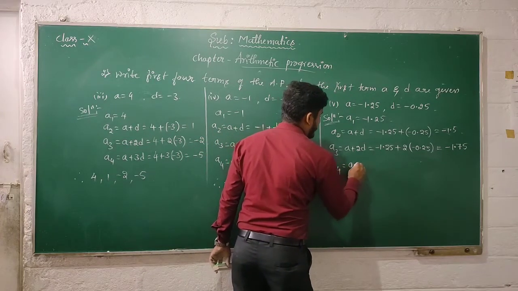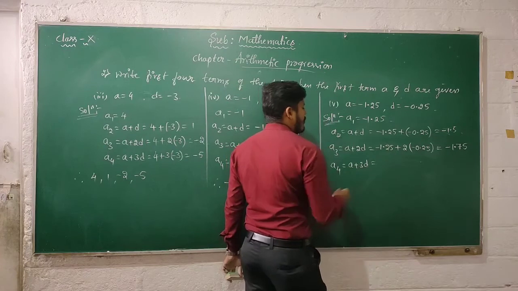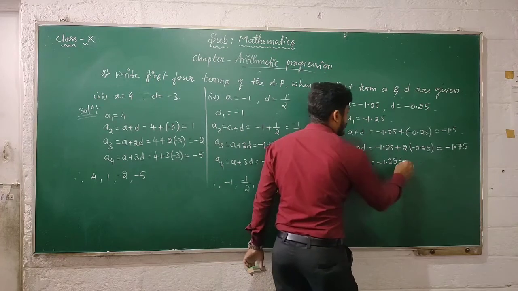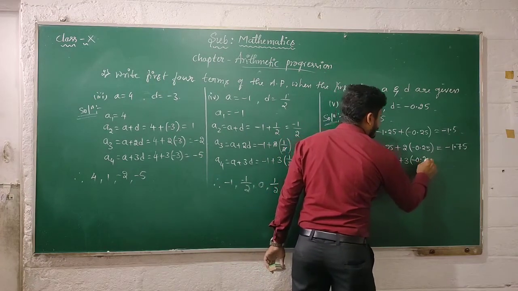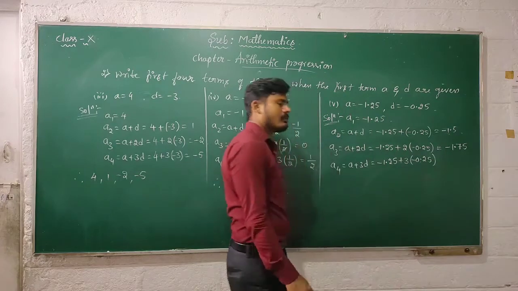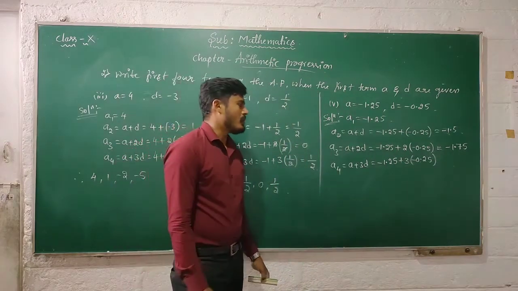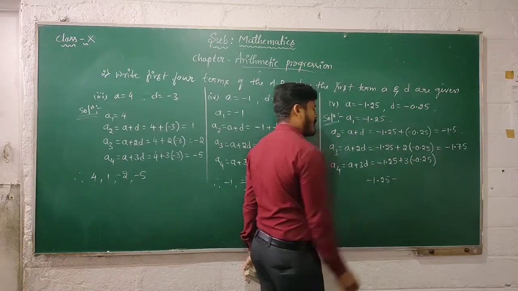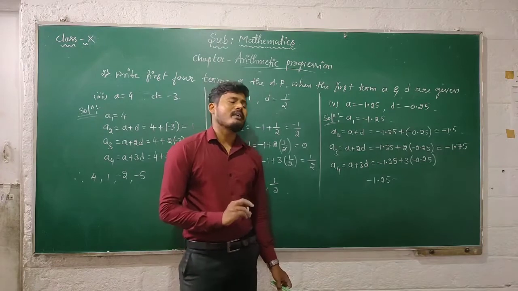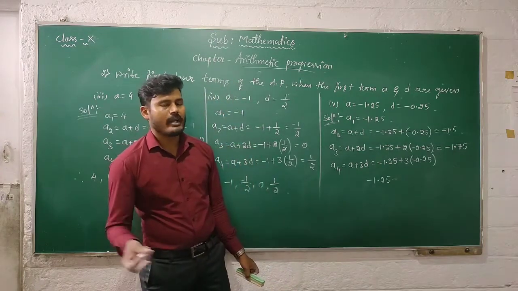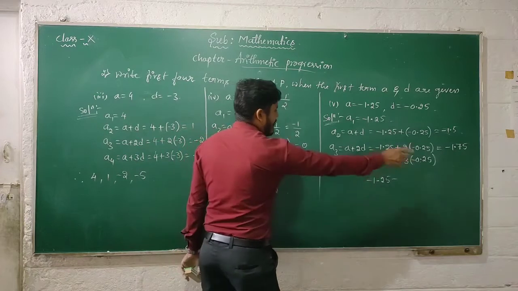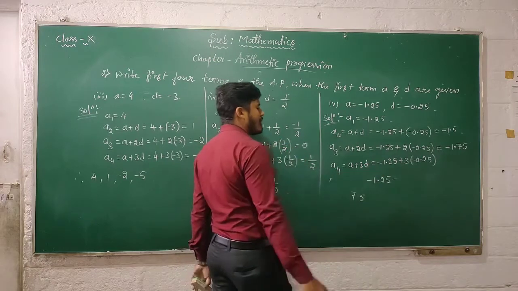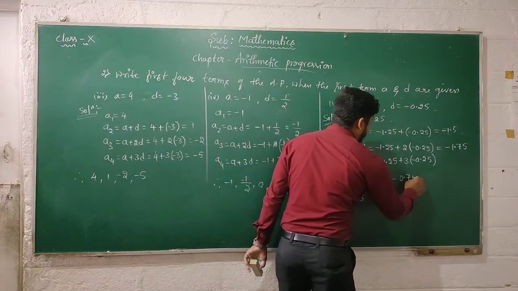So then the fourth one, a plus 3d. So a is minus 1.25 plus 3 of minus 0.2. Then what is the product of 3 and 0.25? We know that 3 5s are 15, 1 carry, 3 2s are 6, 6 plus 1 is 7, 3 0s are 0. That means 0.75.